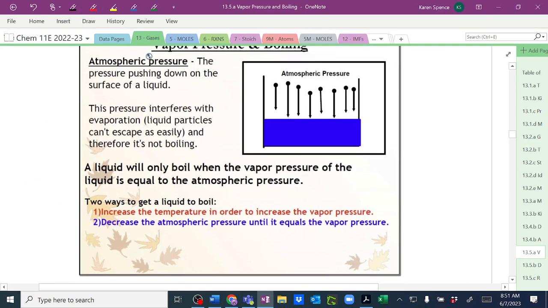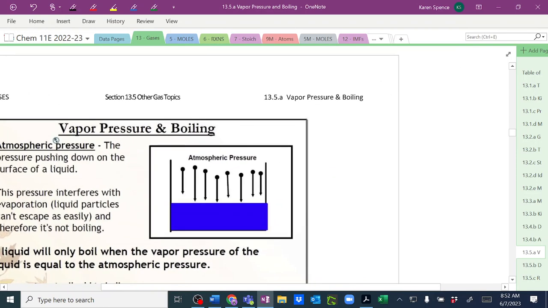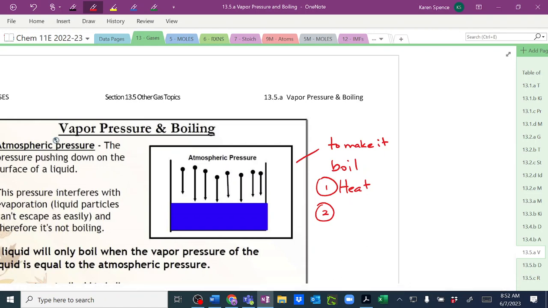Vapor pressure and boiling. A liquid will only boil when the vapor pressure of the liquid is equal to the atmospheric pressure. How can you get a liquid to boil? What's one thing you could do to that liquid to make it boil? You all know this one. You can heat it. And do you remember what they did last week on that little video we watched? You can decrease the pressure above the liquid.